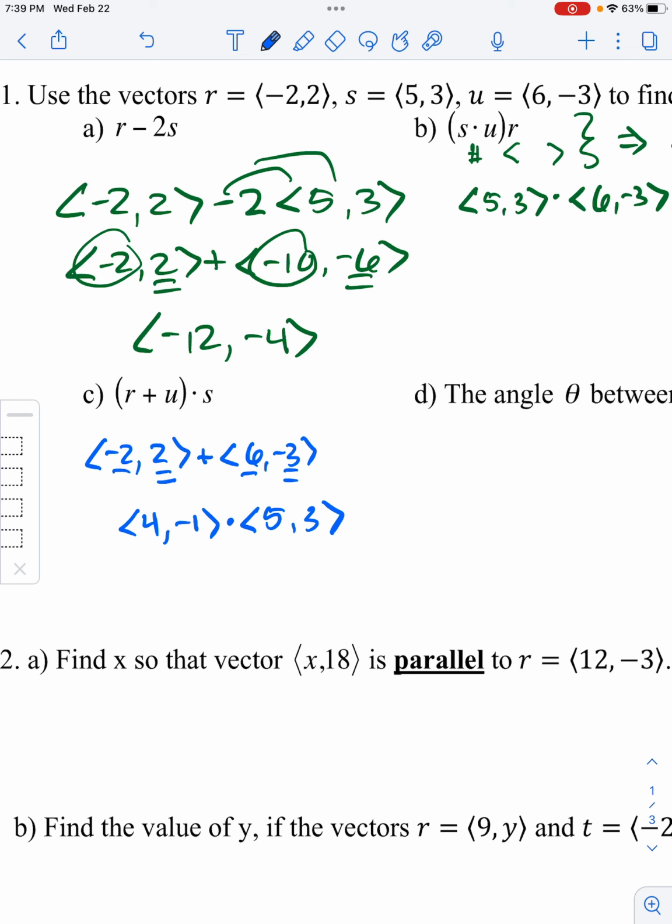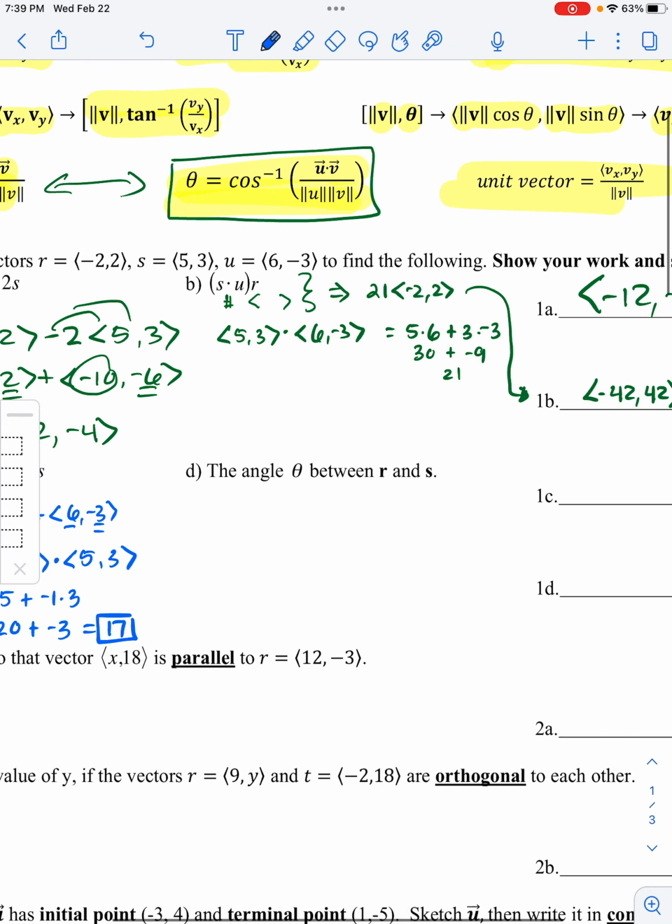So this one's actually going to give me a number answer because that's what dot product does. So I take the x parts of each vector and multiply them and then add it to the product of the y's. So I'll have 20 plus -3, and I'm getting 17. So my answer is just a scalar, a number, so no notation necessary in terms of brackets or anything.